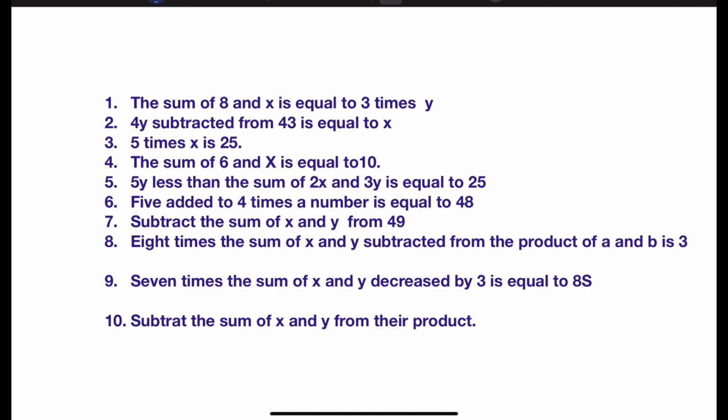The sum of 8 and x is equal to 3 times y. Four y subtracted from 43. So first I'll write 43. Oh, this is a little too thick, right? Anyway, minus 4y is equal to x.